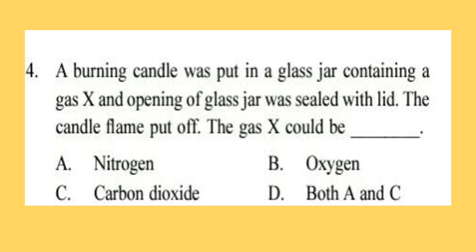Question 4. A burning candle was put in a glass jar containing a gas X. An opening of glass jar was sealed with lid. The candle flame put off. The gas X could be dash. A. Nitrogen. B. Oxygen. C. Carbon dioxide. D. Both A and C.